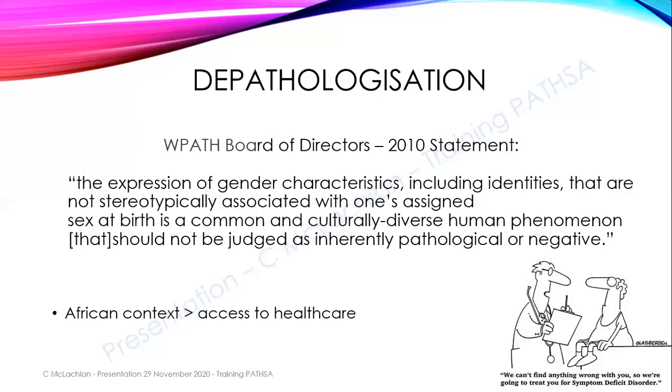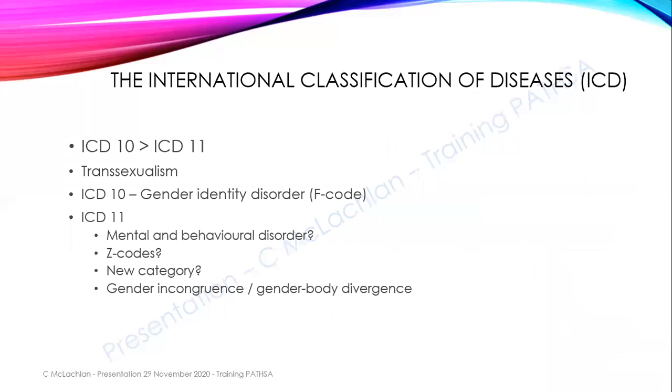And that puts us in a very, very difficult conundrum of, should we pathologize a person in order to access healthcare, or should we depathologize and say it's not a pathology, but part of the diversity of human nature, and then still help a person to access healthcare? And this is what happened in the ICD-11.